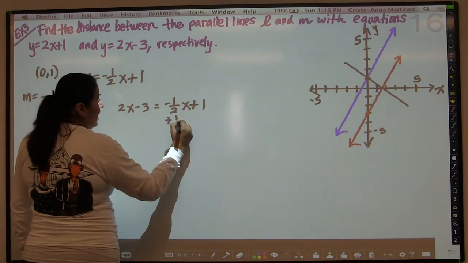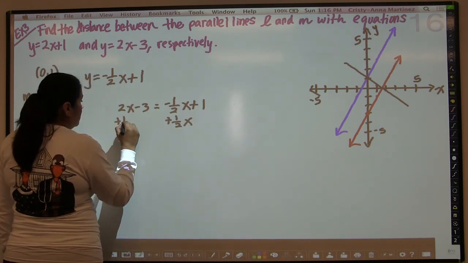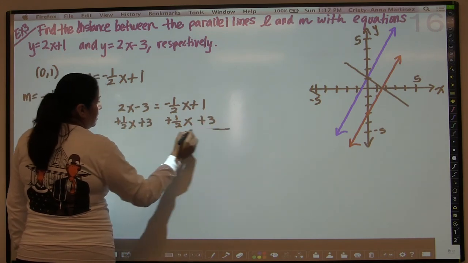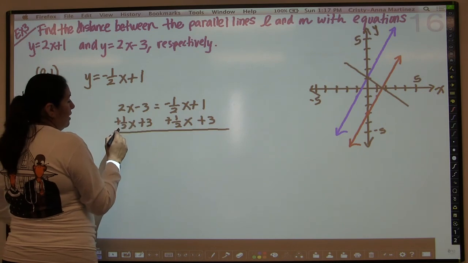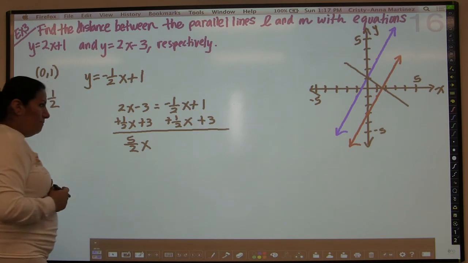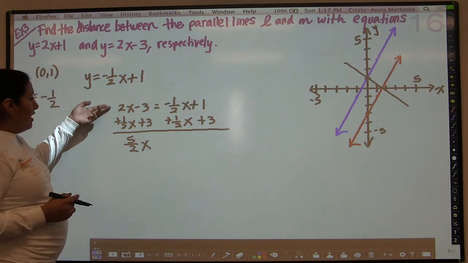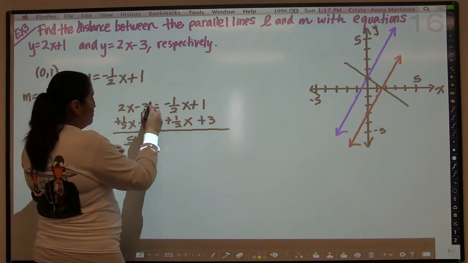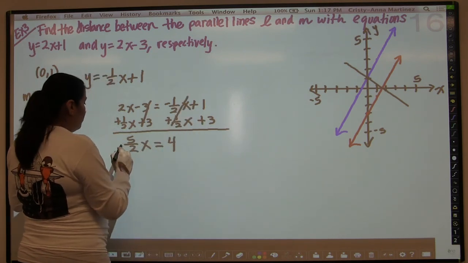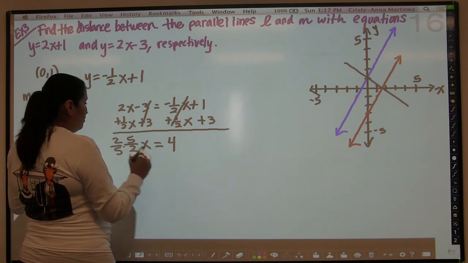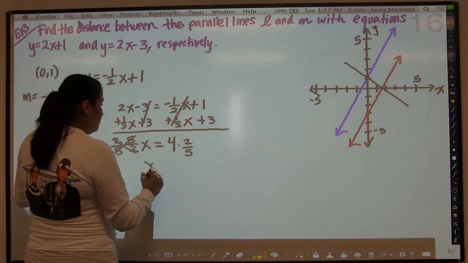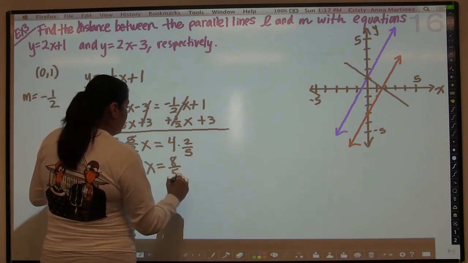So I'm going to add 1/2 x to both sides, put this 3 on the other side. And 2x plus 1/2 x is actually 5/2 x, or 2 1/2 x. But 2 is the same thing as 4/2, so 4/2 and 1/2 is 5/2. The 3's cancel, these cancel, and 1 plus 3 equals 4. If I want to solve for x, I multiply both sides by 2/5, which is the reciprocal, so that I can get that to cancel. And then my x value is 8/5.